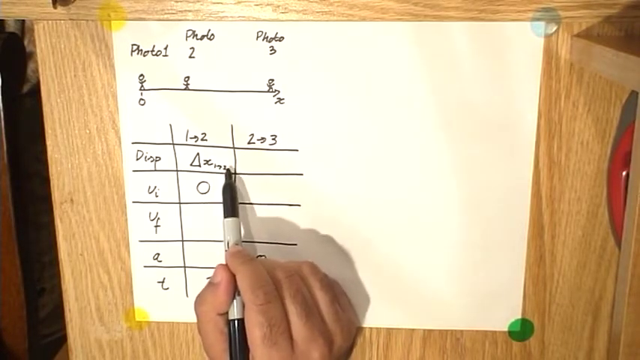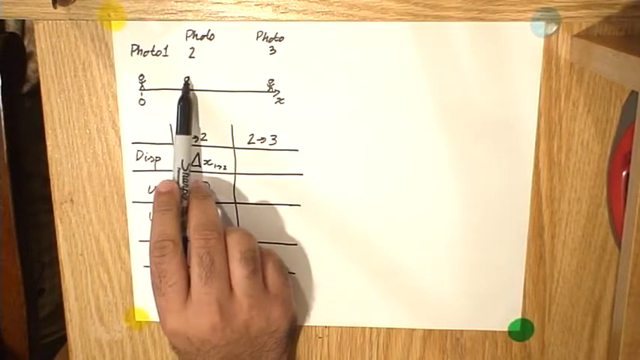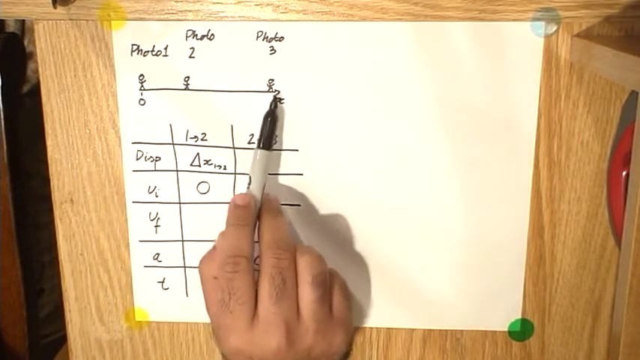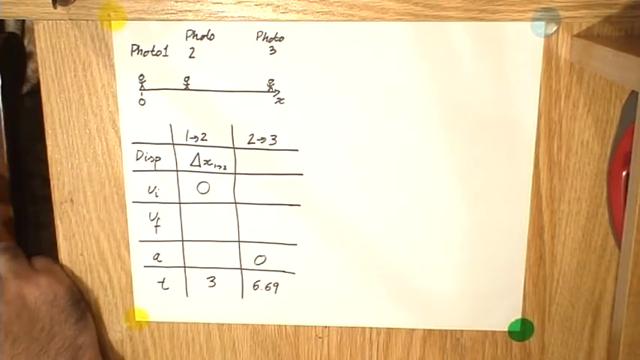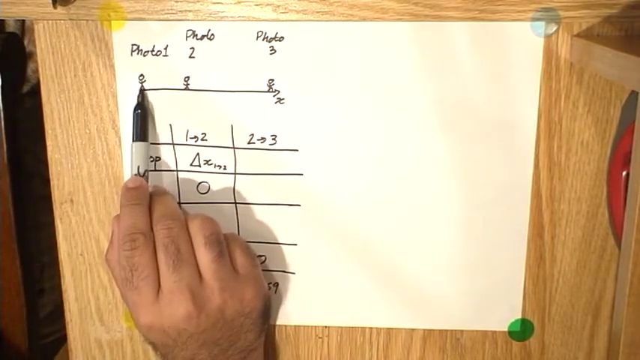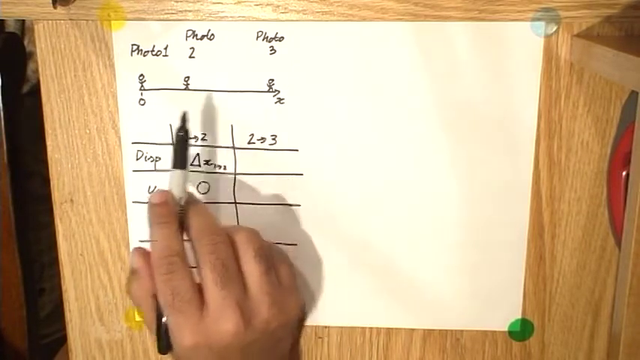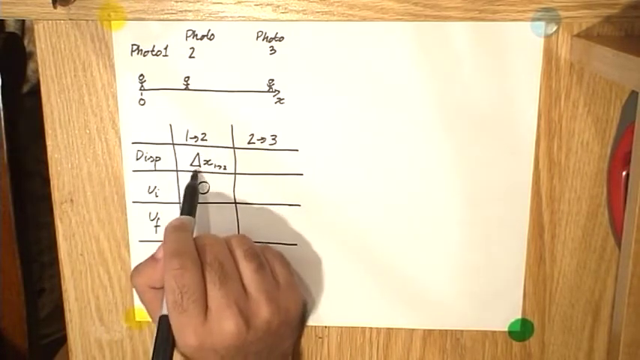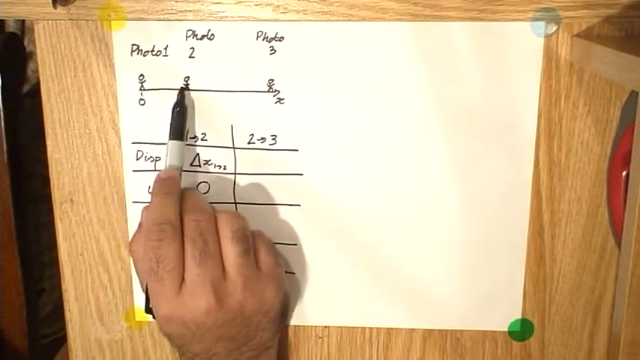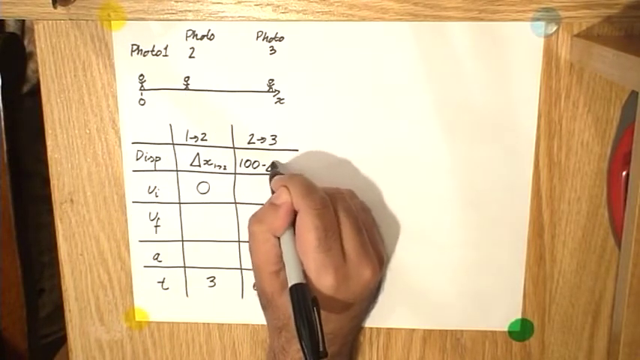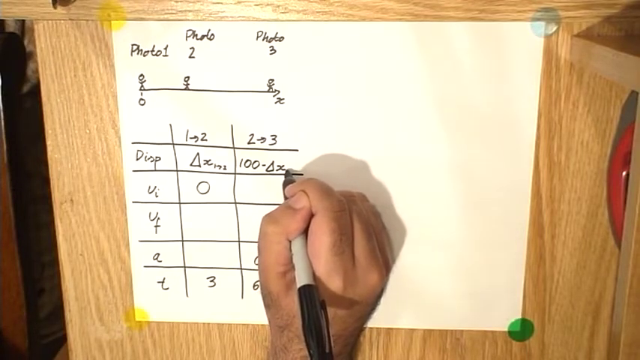I do not know how far he traveled between photo 1 and photo 2, but I do know how far he traveled from photo 1 to photo 3. It was a 100-meter dash. So that means that the total distance that he traveled was 100 meters. So if he traveled some distance, delta x, from 1 to 2, then he must have traveled 100 minus that between 2 to 3.